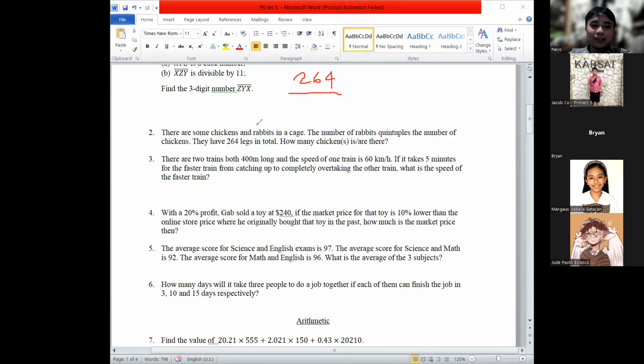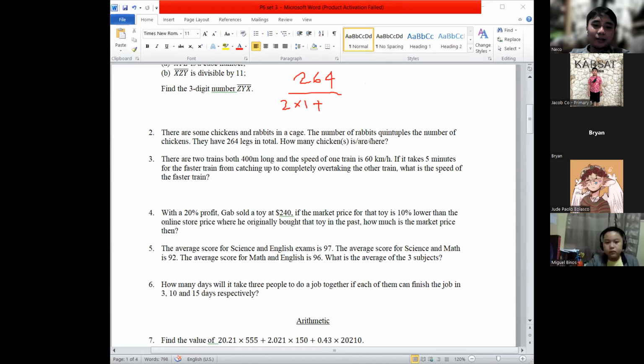No, the chickens have 2 legs, right? So that's 2 times 1 plus, because the rabbit quintuples the number of chickens. So 5 times how many legs does a rabbit have? 4. That's it. Okay, and the answer would be 12. So I hope everyone solved it their own ways and got the same answer.